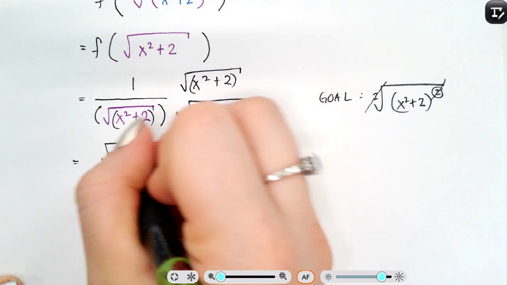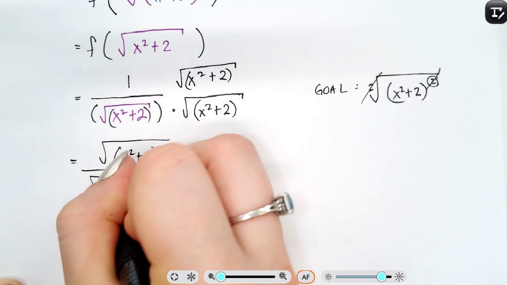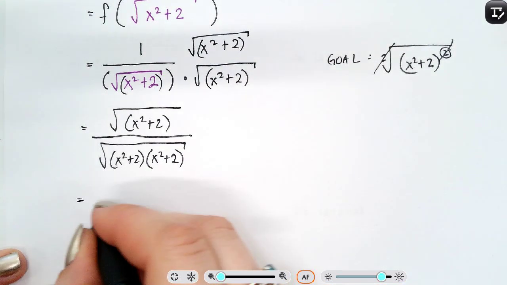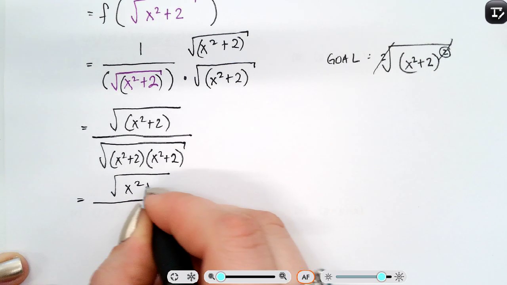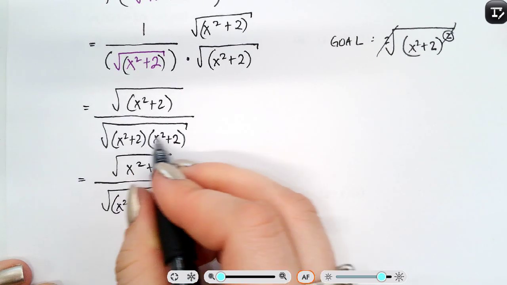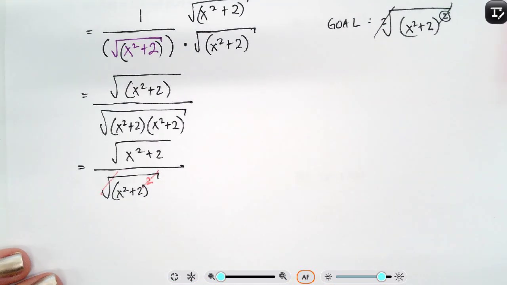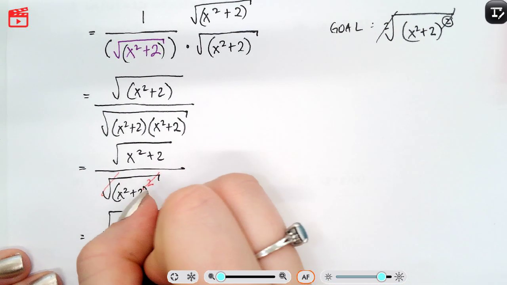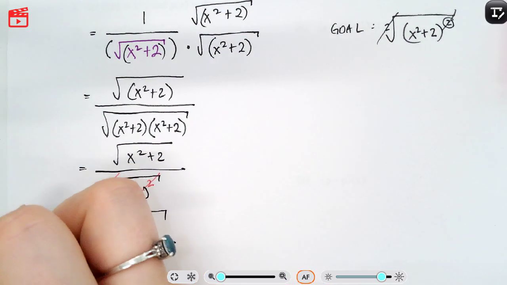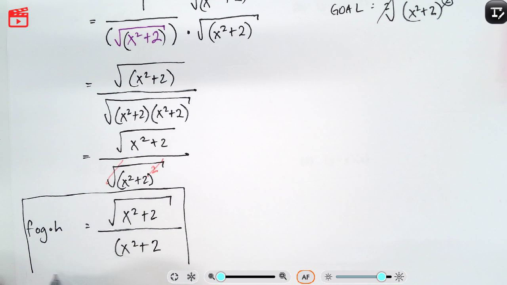So once we do that, under the denominator, we're going to get the square root of x squared plus 2 times the new x squared plus 2 that I've multiplied in. And when I get that, I now have my goal, which was to have x squared plus 2, since there's 2 of them, squared. And now that cancels, and I'm left with the square root of x squared plus 2 all over x squared plus 2. And that, my friends, is FOGO, or f of g of h.